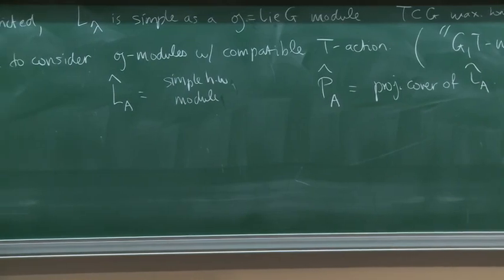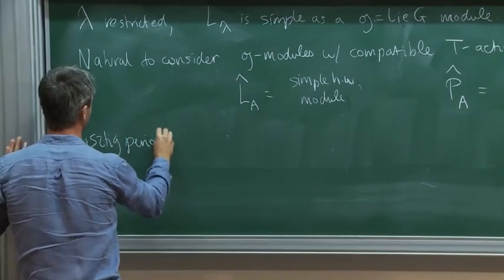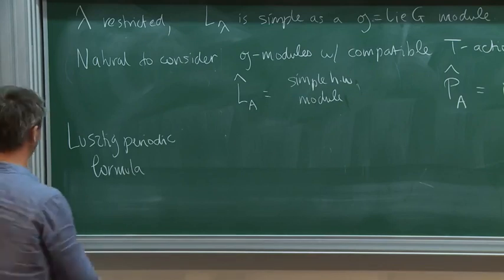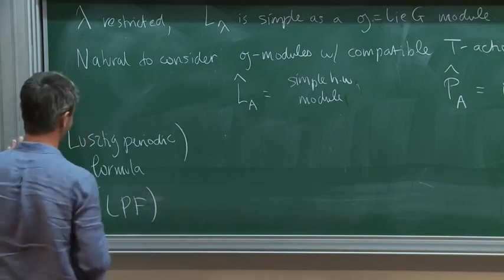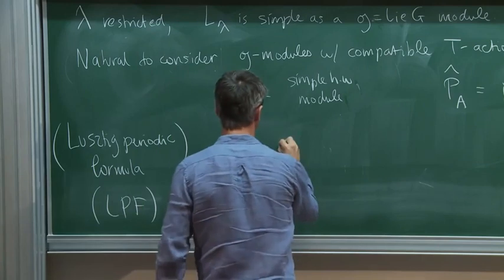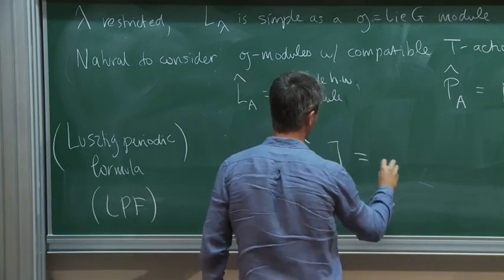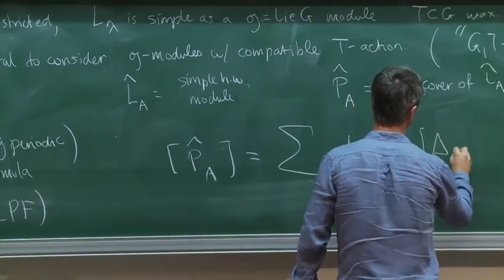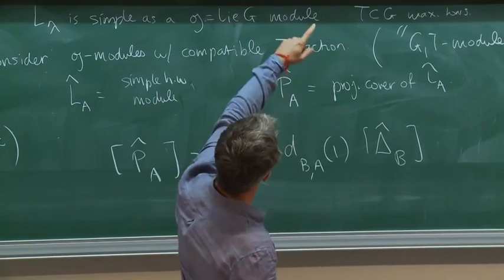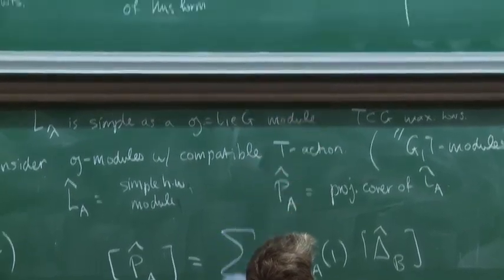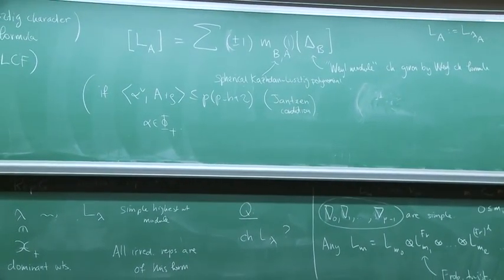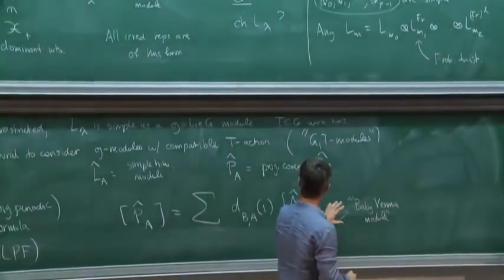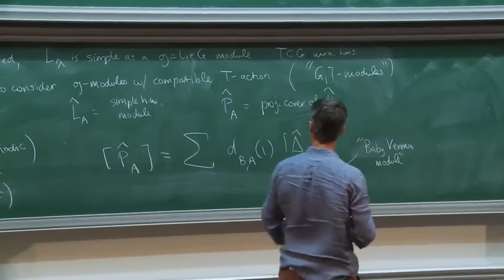So then we have the Lustig periodic formula. Is it something like the reciprocity, like in the Bellman module? Exactly, that's exactly what it is. Is this Lustig periodic formula, which tells us that the class of P of A hat is the sum of b at 1 times delta V hat. Before, in the original formulation, this was a Weyl module, so it has a character given by the Weyl character formula. This guy is called a Baby-Verma module, and up to shifts in the weight lattice, it always has the same character. It's finite dimensional.